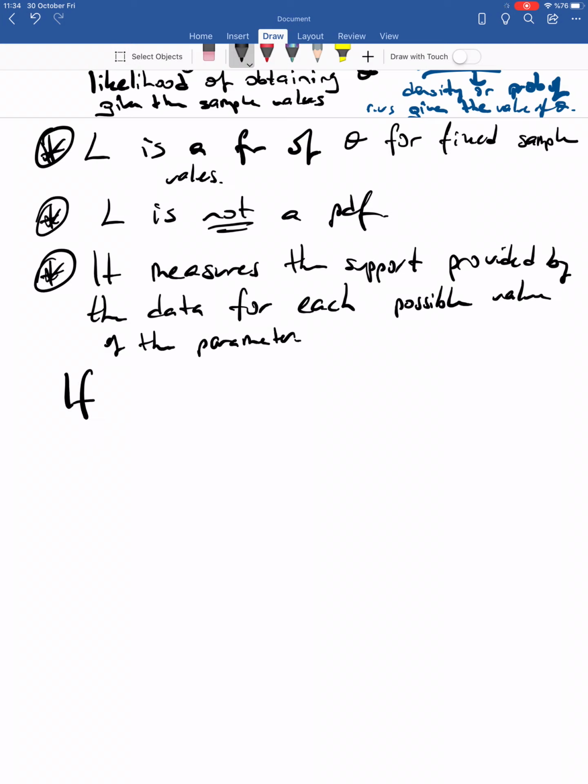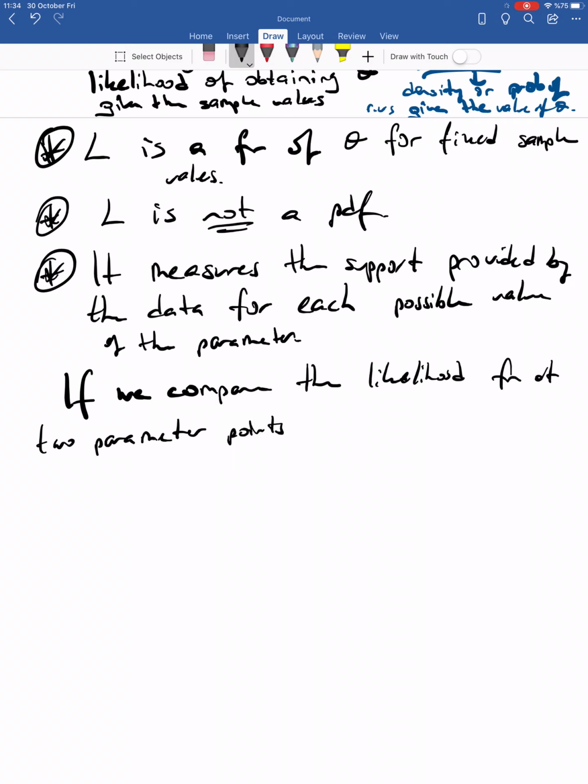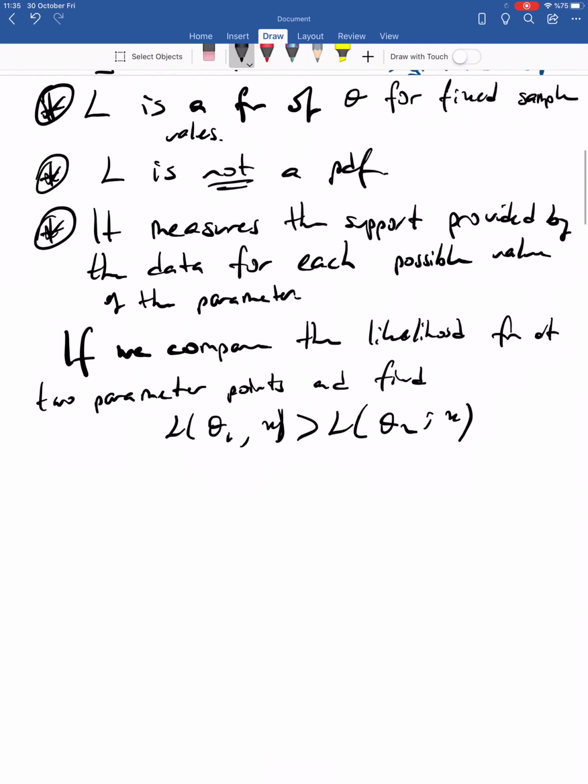For example, if you compare the likelihood function at two different parameter points, like theta 1 and theta 2, and we find that the likelihood function at theta 1 is much more than the likelihood function at theta 2, this means that the sample we actually observed is more likely to have occurred if theta equals theta 1 compared to theta equals theta 2.